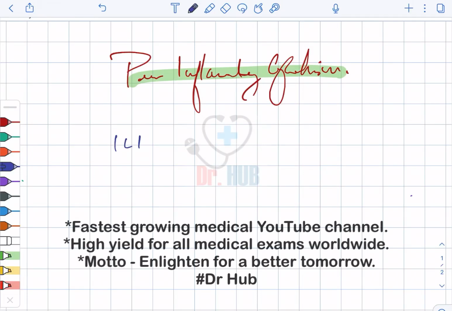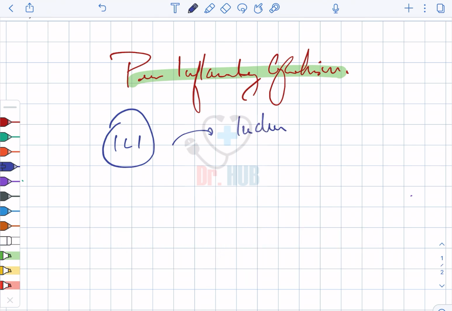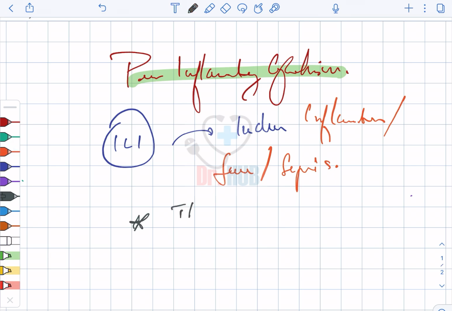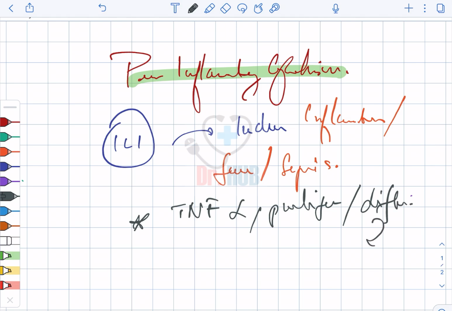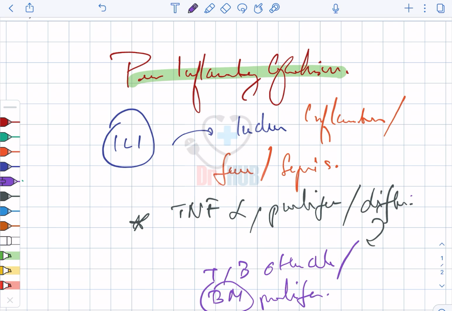Pro-inflammatory cytokines. So here we are looking at IL-1. What IL-1 does is induce inflammation, fever, as well as sepsis. It activates TNF alpha as well as proliferation and differentiation. This differentiation is of the T, B, and other cells, and there is also proliferation taking place in the bone marrow.